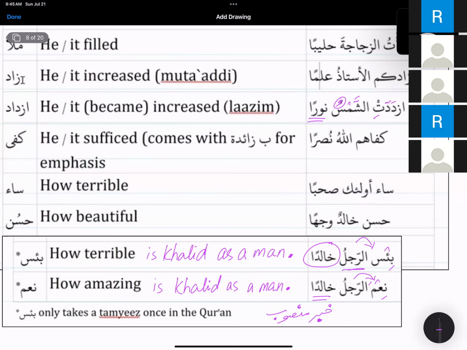Ni'mas sawabu wa hasunat murtafaka. So ni'ma again over here is for amazement. So how amazing is the reward? Wa hasunat, and how excellent, murtafakan, the place of living.